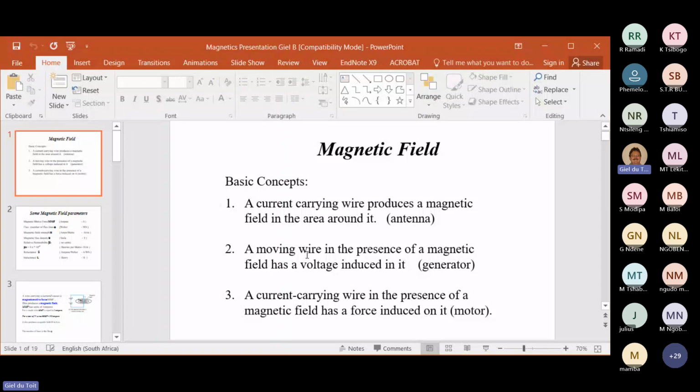Now, if I have a current in my wire and I put it close to a magnetic field, then that wire will start moving and it will make a motor. And that's what causes a motor to work. It's basically these moving magnetic fields. Right.